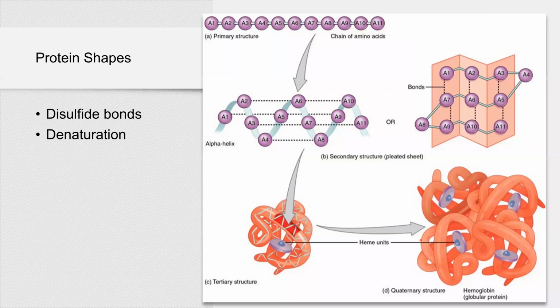So let's look just at the basics of protein shape. When we have our amino acids in a linear molecule, A represents just an abbreviation for amino acid. So amino acid 1, 2, 3, and so on. This is called the primary structure of protein. Now, the primary structure of protein is extremely important.